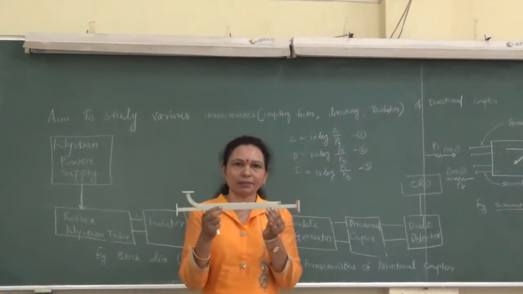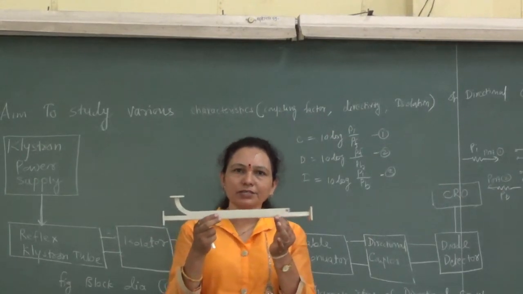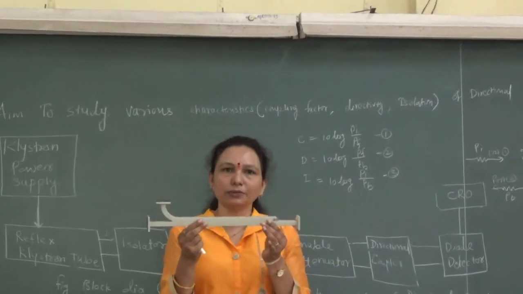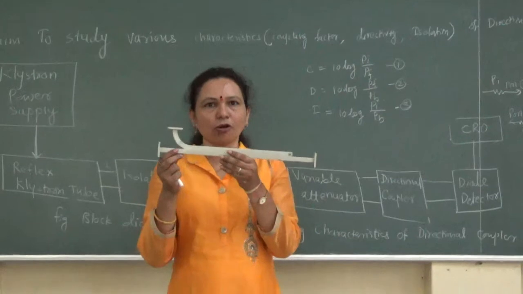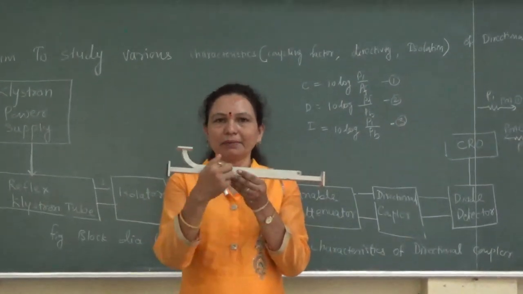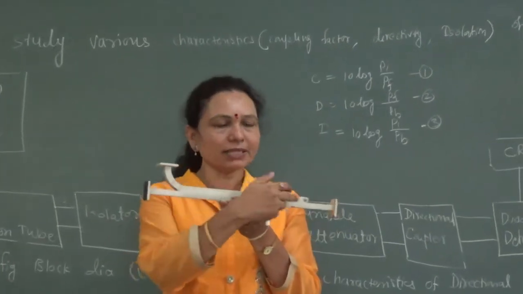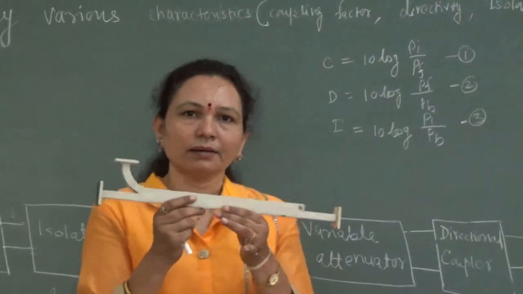What is a directional coupler? It is an inbuilt flanged waveguide assembly. What is the use of it? It is basically used for sampling a small amount of power. It consists of two waveguides. This one is the primary waveguide, also called the main waveguide, and this is the auxiliary waveguide, also called the secondary waveguide.